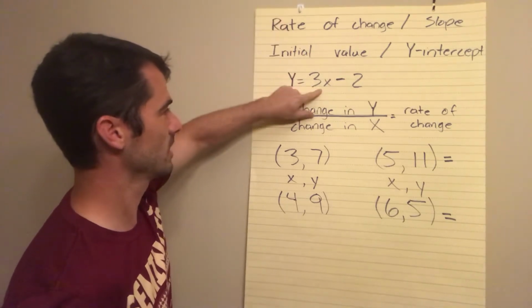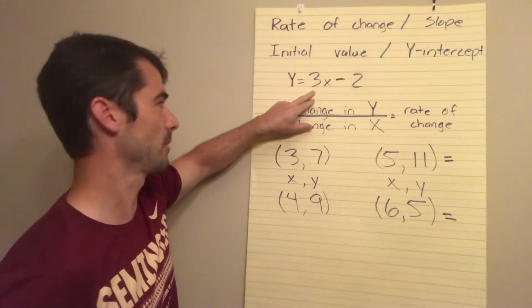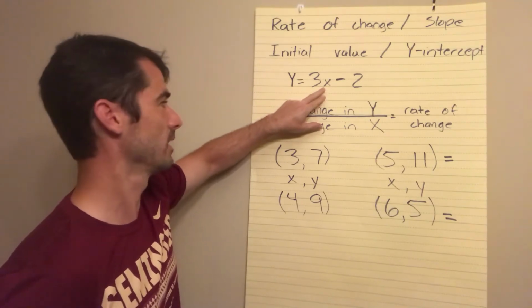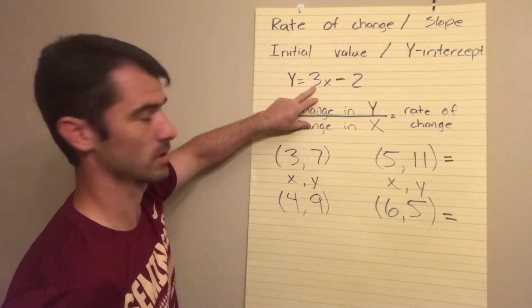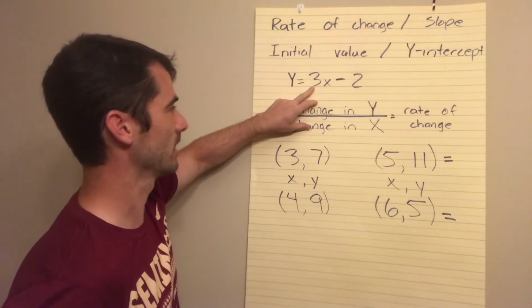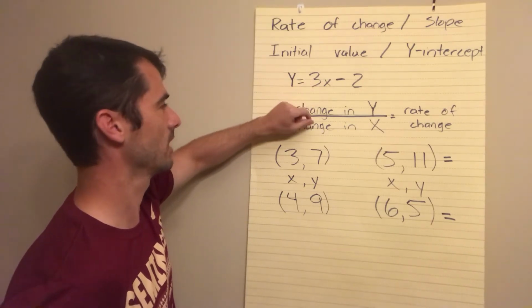So rate of change is the thing with the variable. Something with the variable is going to change. It's going to be multiplied. So your rate of change here, or slope, is 3. If there was a negative here, we'd have a negative 3.